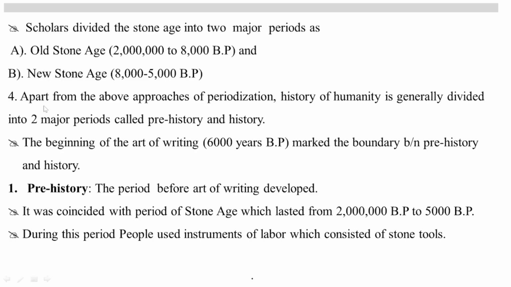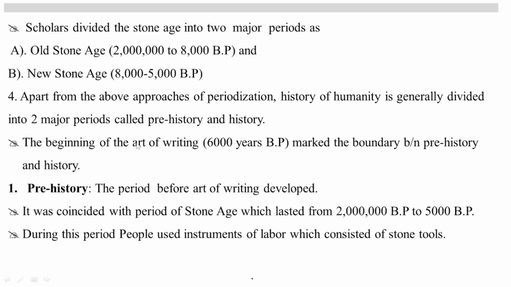Again, the fourth one, apart from the approach of periodization, that means approaching 2 million. On top of this, the history of mankind is also divided into two major periods called prehistory and history. Now, what is our approach for that?